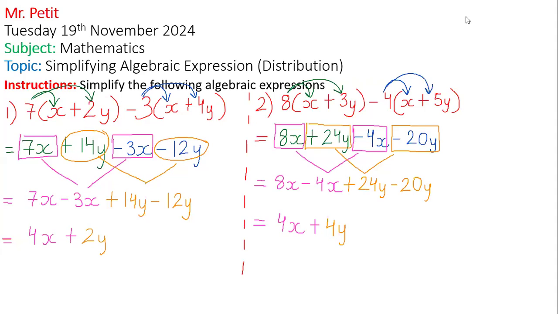Mr. Petit, I have a question. Go ahead. What if you only have like one number with one letter, like X, but the rest of the numbers have a different letter next to it? If it's unlike terms, you cannot add or subtract, right? If it's unlike, you can't add or subtract. Yes, sir. Right?